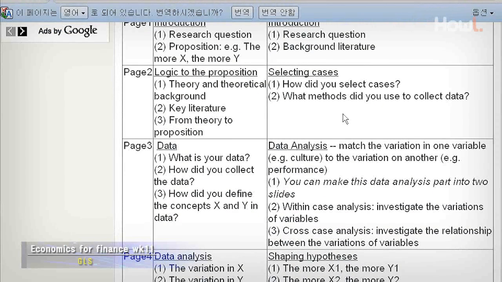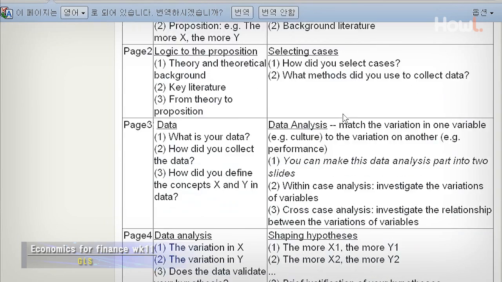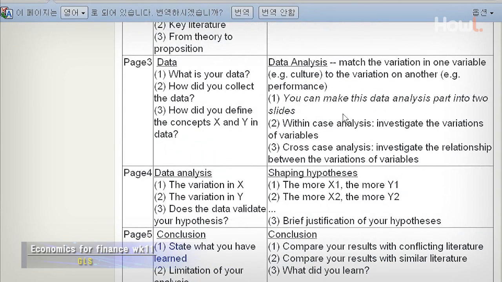So from data analysis, now you extract a hypothesis: the more X, the more Y. Okay, the conclusion is basically to compare your results, including conflicting results, with similar results, and what did you find? Basically, the proposition becomes your investment idea. It should be relevant to your investment idea.